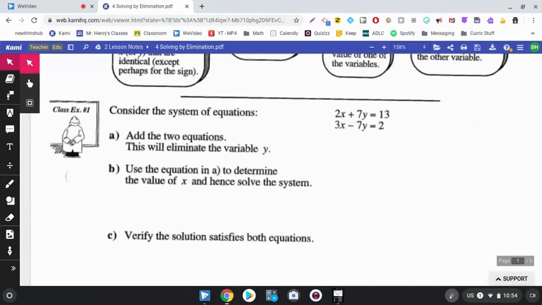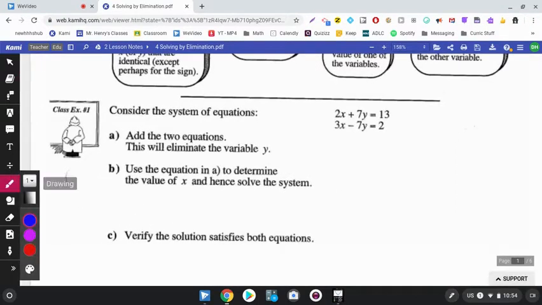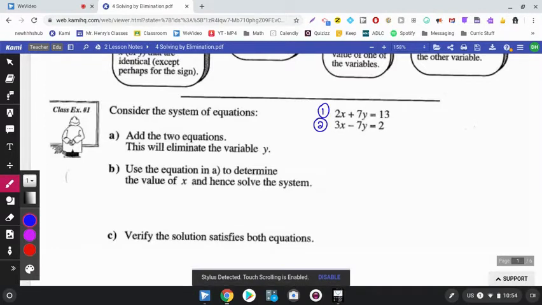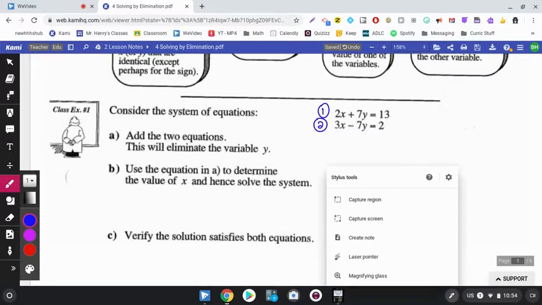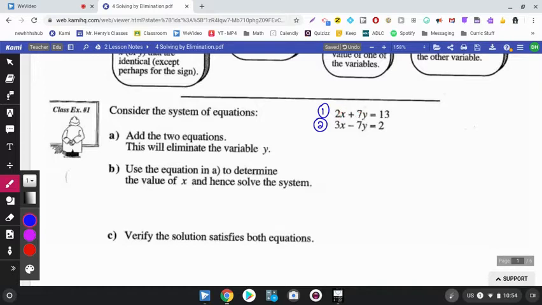Okay, consider these two equations. I have 2x plus 7y equals 13. Let's call that equation 1. 3x minus 7y equals 2. That's equation 2. First thing to notice, I have my x, my y equals a constant. X, y equals a constant, and they're stacked up on top of each other exactly like that, exactly lined up. That's important, okay?